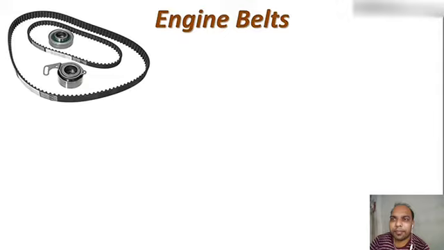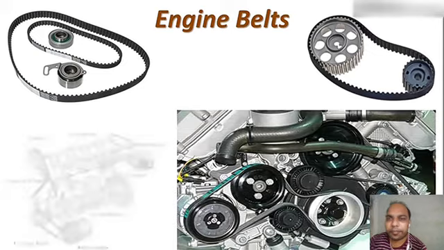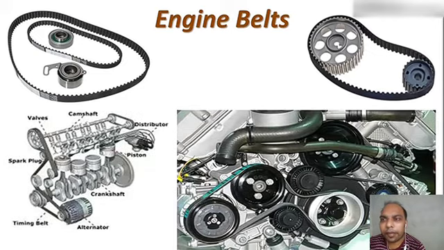Engine belts, you can see in the diagram, different engine belts have been shown. You can see over there the timing belt between the alternator and crankshaft, between the camshaft and valve, then between spark plug and the piston, and between distributor. So these are the different types of engine belts used.